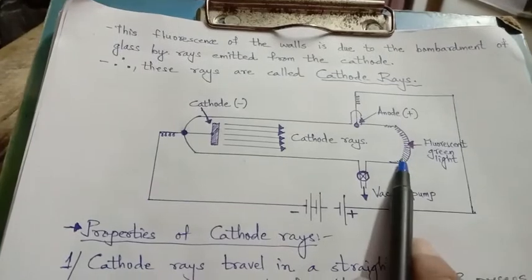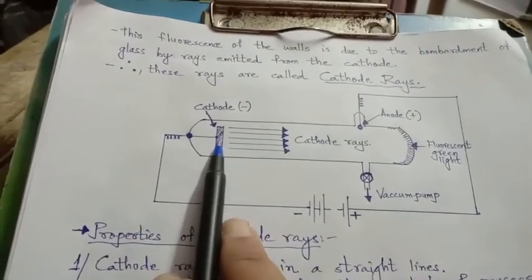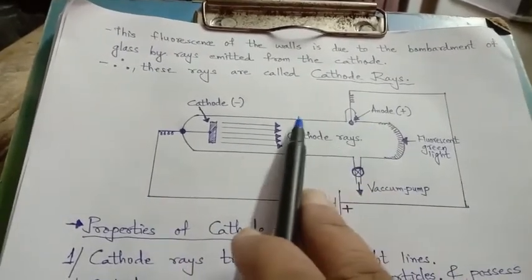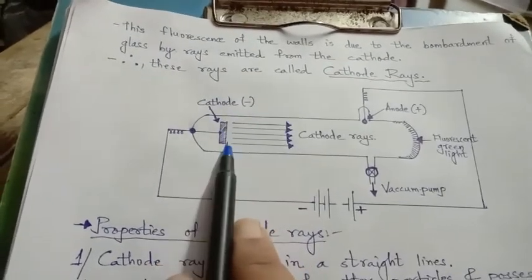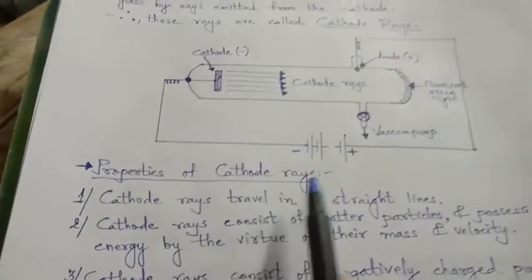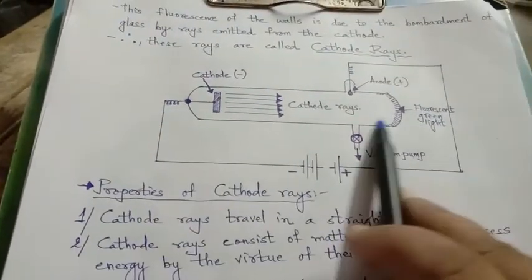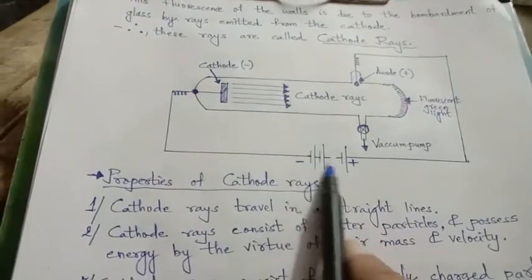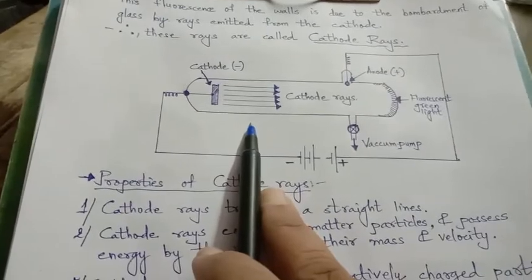This fluorescence of the wall is due to the bombardment. Bombardment is from here. Bombardment of glass by the rays. This glass tube is bombarded by the rays from the cathode, and therefore these rays are called cathode rays. Right? You can see the battery and the electrical potential. When this bombardment takes place, the electric potential is very high, but the pressure kept is very, very low.